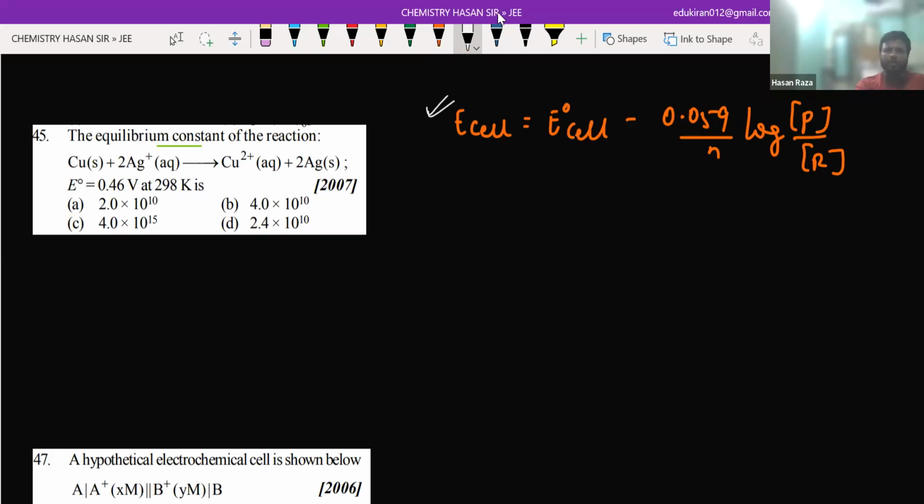Very good, all of you. Whenever you see in the question that it says equilibrium constant, that means the process or the reaction is at equilibrium. So at equilibrium, delta G equals 0. That is understood, right? If delta G is positive, then the process is non-spontaneous. If delta G is negative, then the process is spontaneous. And if delta G equals 0, that means the process is at equilibrium. And you know that delta G is equal to minus nF E cell.